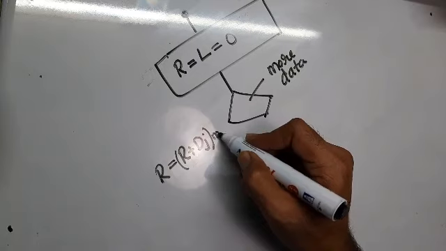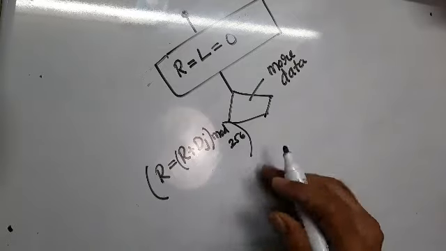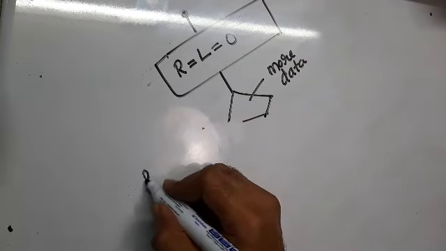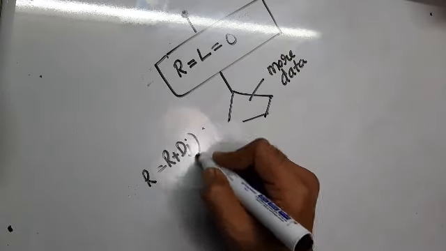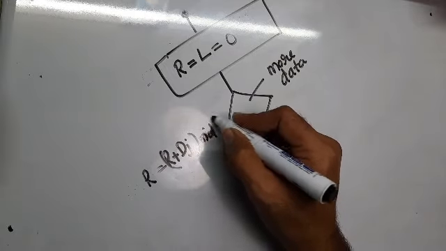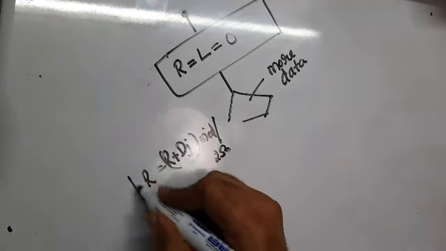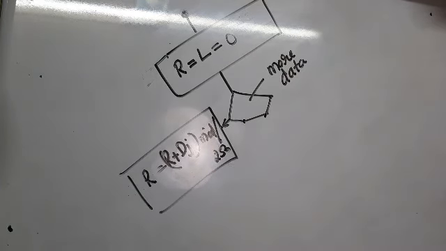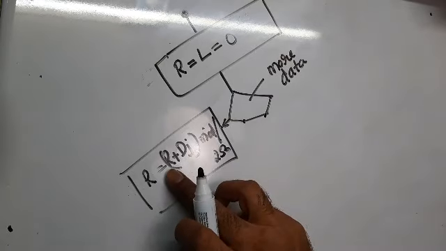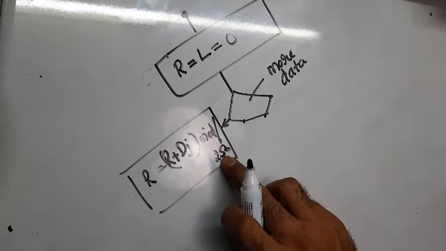Then I'll perform a mod operation on it, mod 256. I'll rewrite it: R is equal to R plus DJ mod 256. This is what happens over here. First we add the word, and we verify whether it is greater than 8 bits or not. For that reason I am performing a mod operation over here.